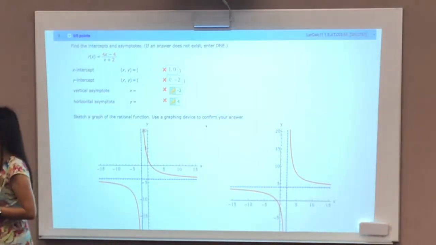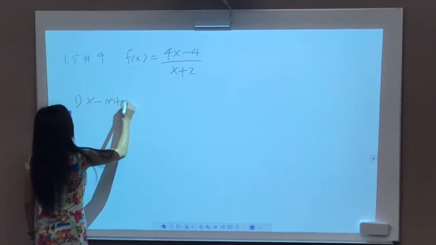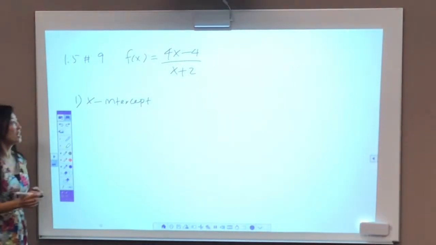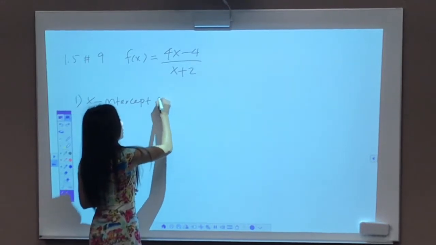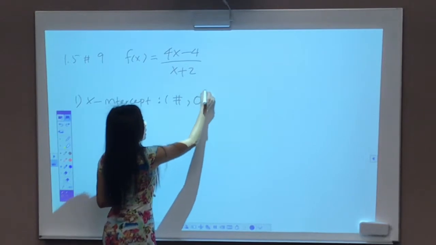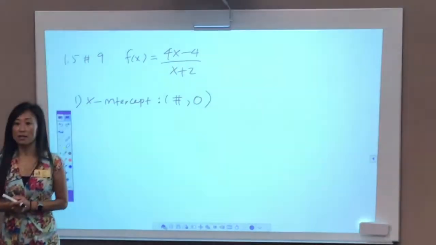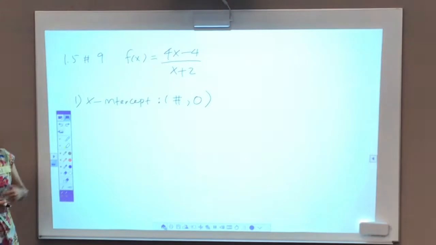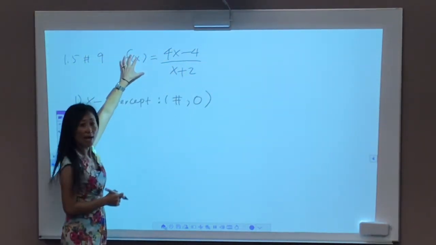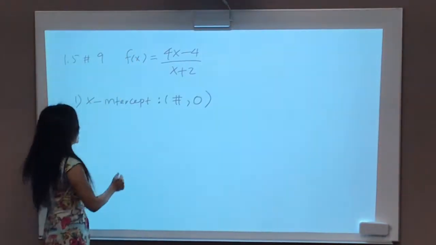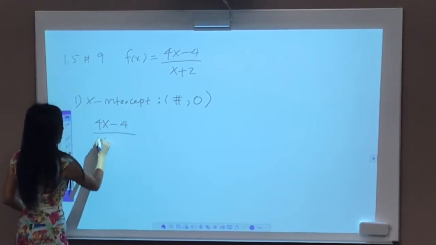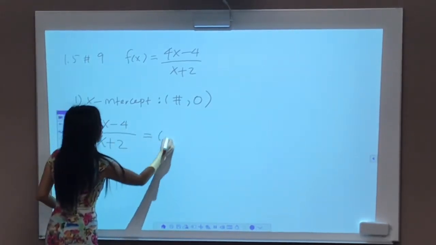Write down your problem. Okay, what does x-intercept mean? X-intercept means I have a number for x, but I have what for y? Zero for y. Am I right? That's what that means. So I have this function. I don't know what x is, but I know y has to equal what? Zero. So that's what I'm going to do. I say 4x minus 4 over x plus 2 is equal to what? Zero, because the y value has to be 0. That's what I mean by x-intercept.